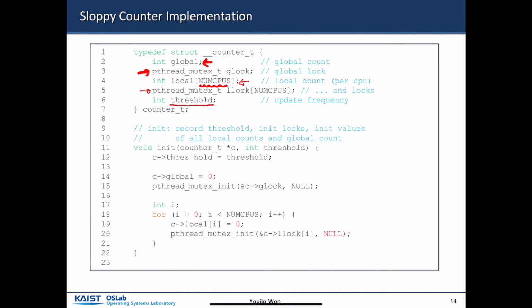The init function initializes all the counters and the locks. It sets the global counter to 0, and it also sets the local counters to 0, and it also initializes the global lock and the local locks.